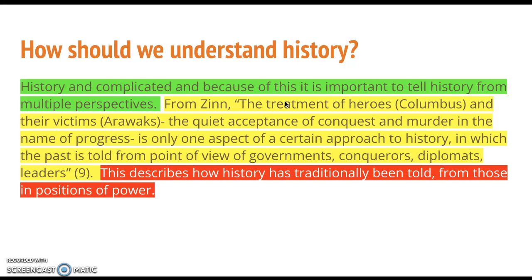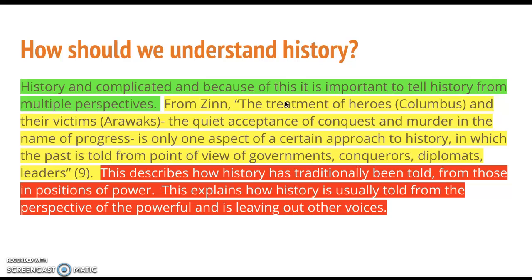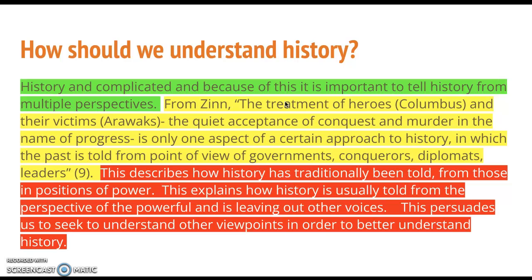This describes how history has traditionally been told from those in positions of power. So you see, I'm telling you what the quote says, and I'm telling you why I used this quote. This explains how history is usually told from the perspective of the powerful and is leaving out other voices. So if you're familiar with Howard Zinn, a big deal to him is that history is always told from the powerful, and those who aren't in power don't get to tell their story. This persuades us to seek other viewpoints in order to better understand history. So again, if I am looking to better understand an event, I should understand multiple viewpoints of why something happened.